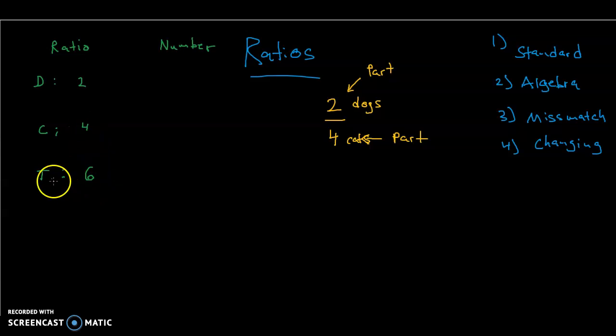So think about it like this. What I'm saying by adding this total is that if I had 6 animals in all, I know that 2 of them are dogs and 4 of them are cats. Okay? Just bear with me on that one.